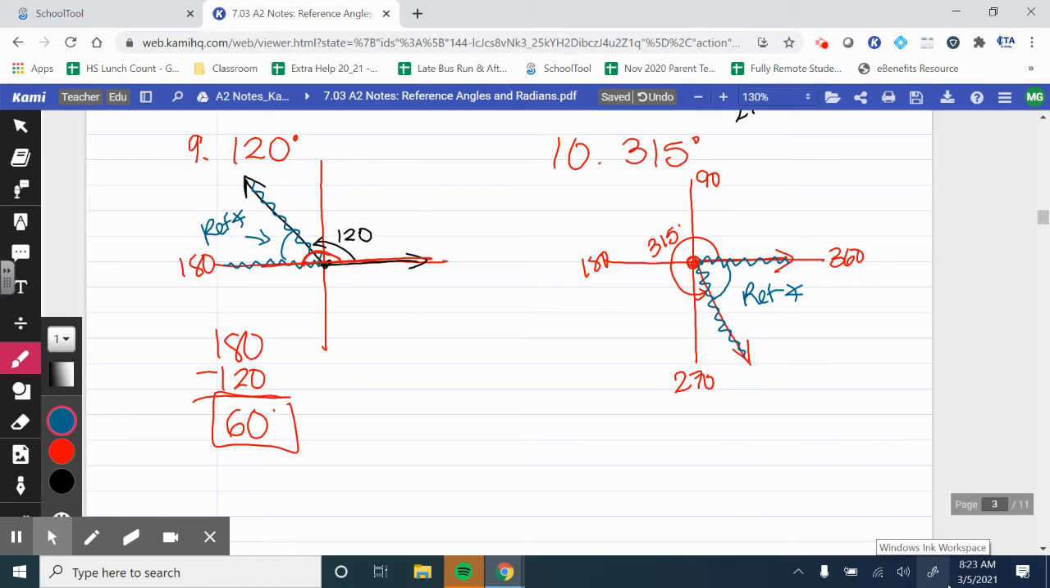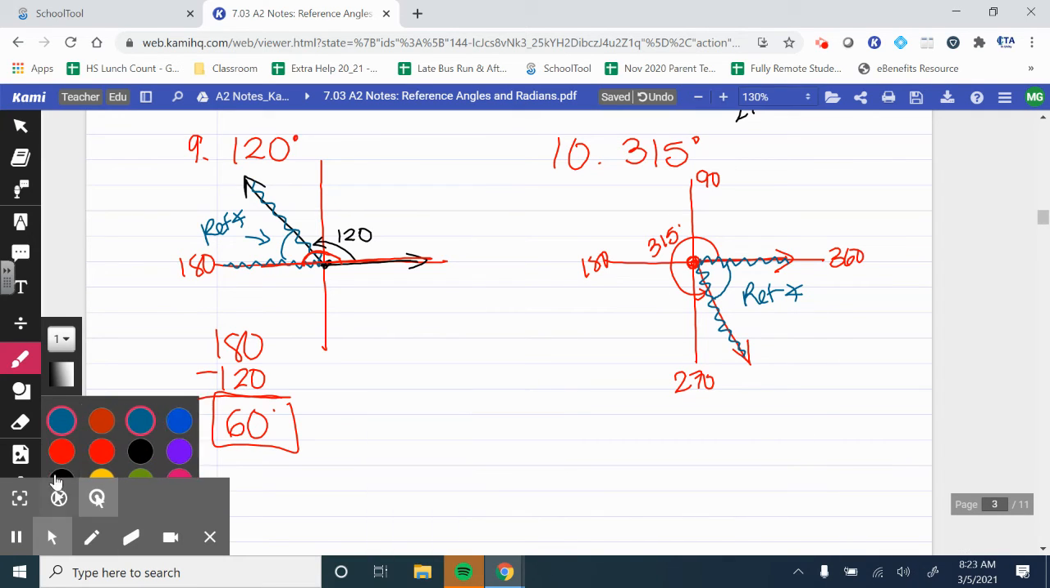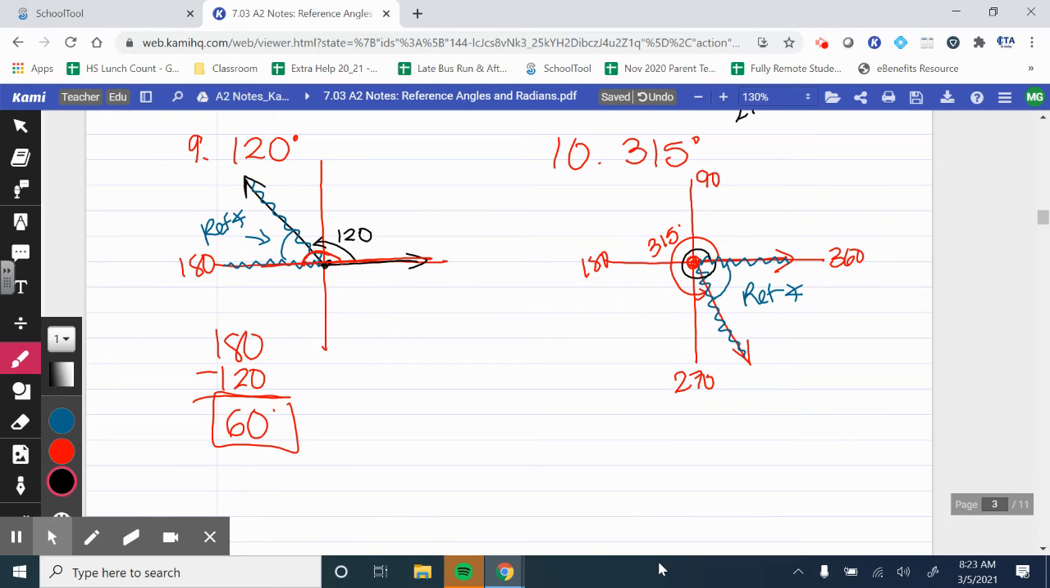So how do we find it now? Well, we know that from here to here, full circle is 360 degrees. I know this red angle here is 315 degrees. So how much extra do we have after that 315 degrees to get to 360? How can we find that? We can take 360 minus our 315, which gives us 45 degrees. So this angle right here is 45 degrees, which is my reference angle.